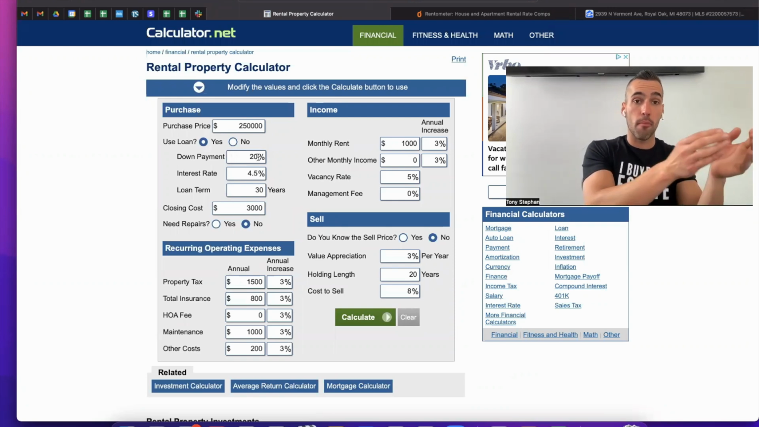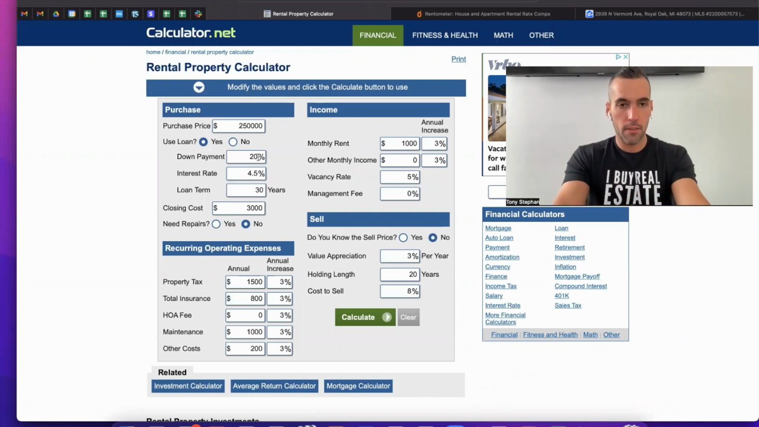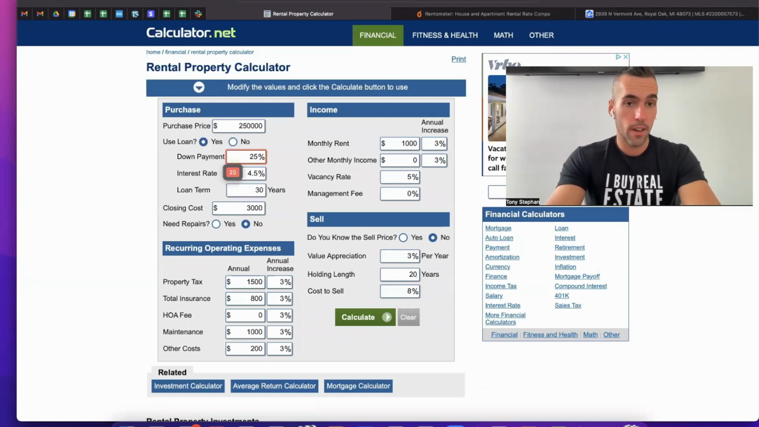A lot now require more. I'm gonna walk you through exactly what I got for this. Okay, so 20% down to be safe. If you really wanna be safe, put 25%, but always shoot for 20%, okay?